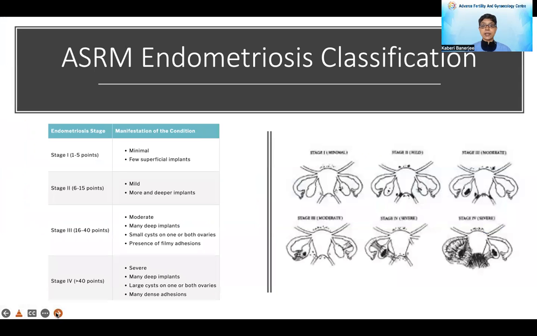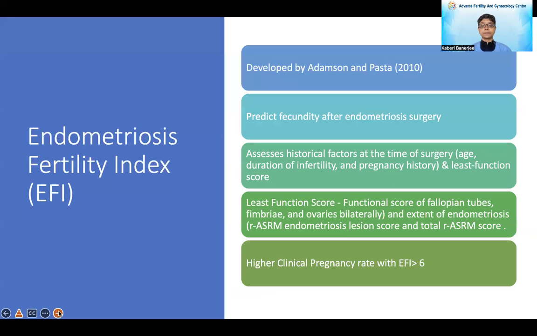Now, what is the ASRM AFS system? Once we put in the telescope, we see the size of the cyst, we see how the cyst is adherent to the tube and other structures in the peritoneum. We look for other adhesions and other pinpoint areas of endometriosis, and then we divide it into minimal, mild, moderate, and severe, where minimal has 0 to 5 points on scoring and severe has more than 40 points on scoring.